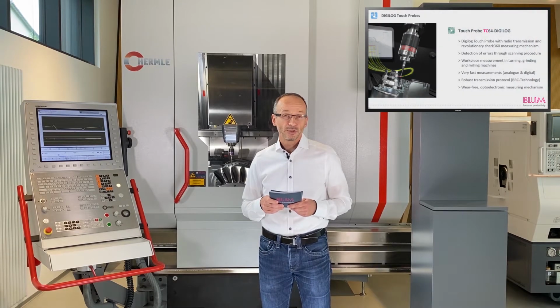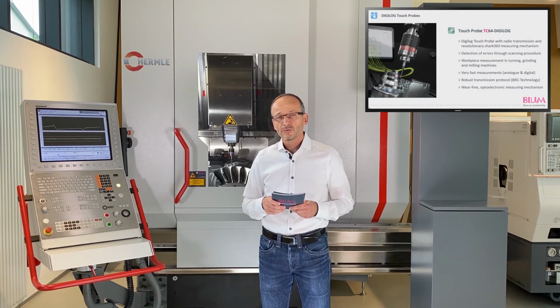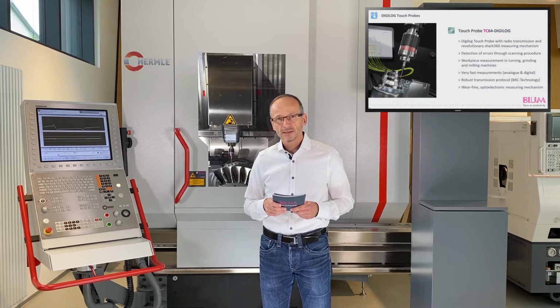The most common device is the TC64 DIGILOG. This device combines the measuring mechanism and the transmission unit in one housing. It's very compact. Data transmission takes place via radio. This device is mainly used on milling machines.